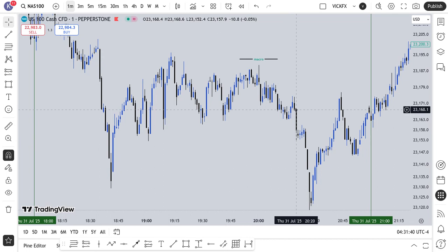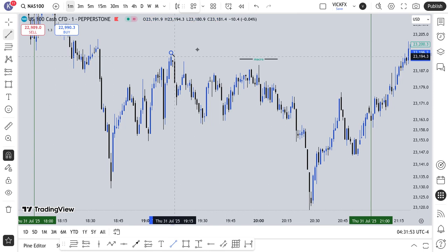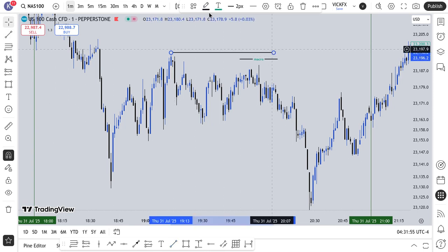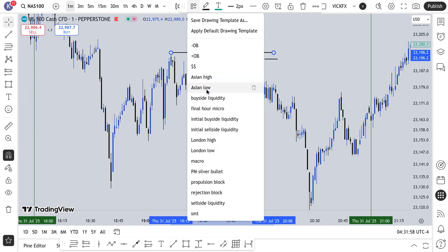Then once the market comes back to the inefficiency and fills it, that is when I am expecting to take my trade and target the opposing liquidity. So if you're in this market, where do we have liquidity? First of all, we have liquidity here. Yeah, that is buy side liquidity.